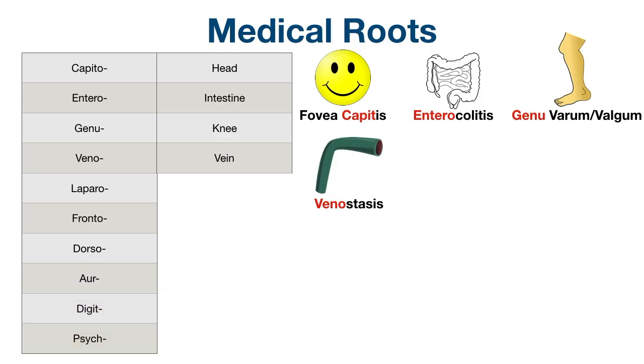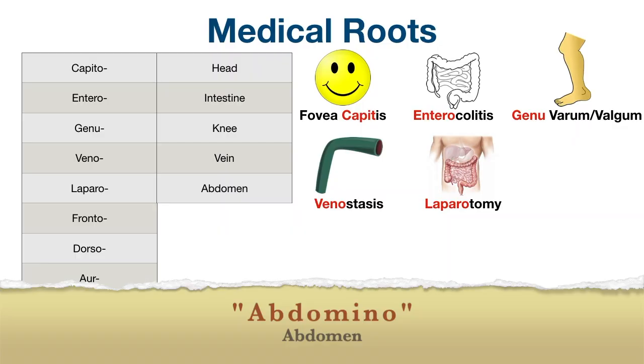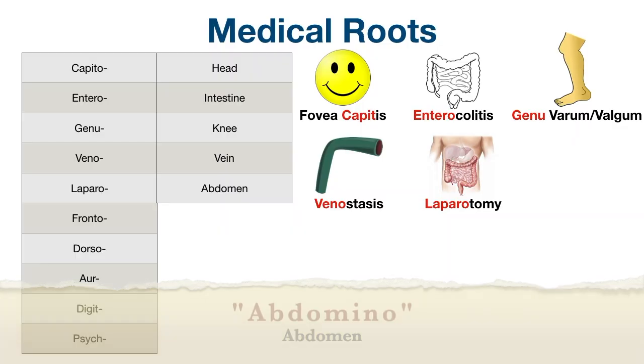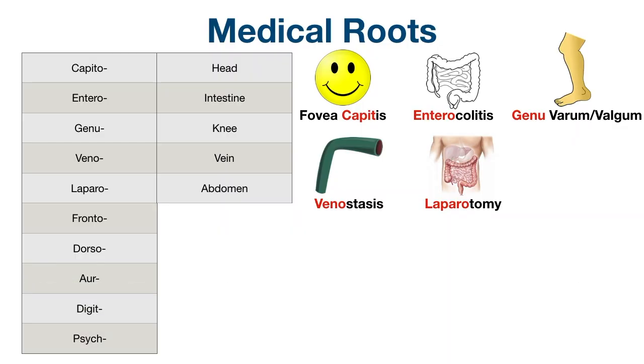The next root is laparo, which refers to the abdomen. A simple trick is to think of your lap, which is close to your abdomen. Remember in the previous root video, we also said abdomino refers to abdomen as well. An example medical term is laparotomy, which is a surgical incision into the abdominal cavity.